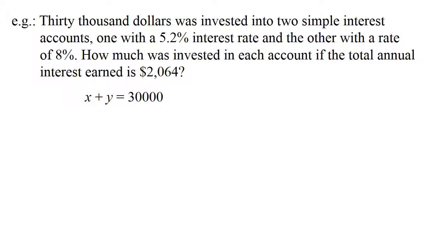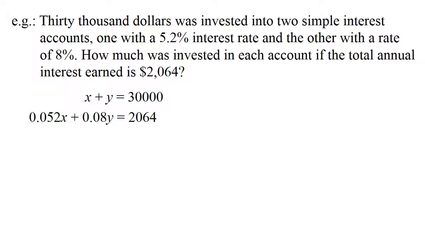So how much money was in the first account was X. So I'm going to take 0.052 times X, and I'm going to add that to calculate the interest of the second account, 0.08 times how much money's in there, which is Y. And those are going to equal how much interest I earned for the whole year. So now what I want to do is solve this, and again I could do substitution. I'm going to choose to do elimination.